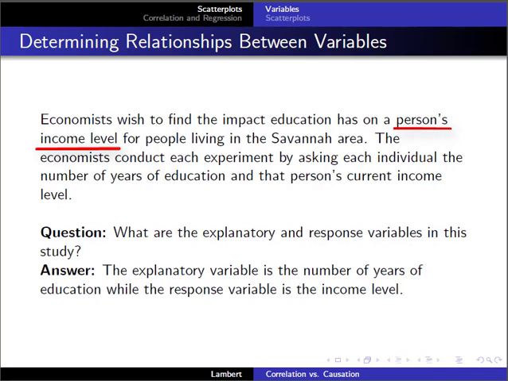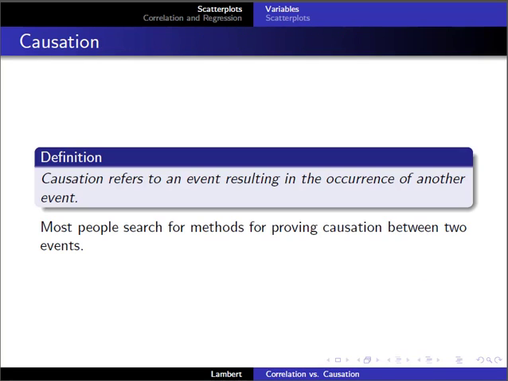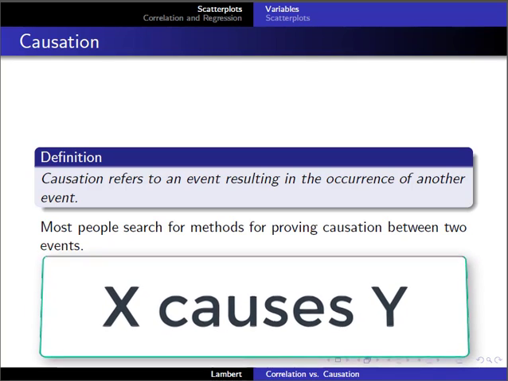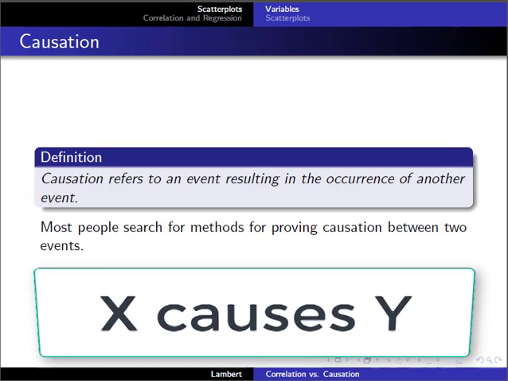So now that we've seen these explanatory and response variables, in terms of our studies, people are trying to look for this cause and effect relationship. So what does that mean? Well, they're looking for causation. What causation refers to is an event resulting in the occurrence of another event. So basically, if you have variables or events x and y, you're looking for event x to cause or trigger a response in event y.